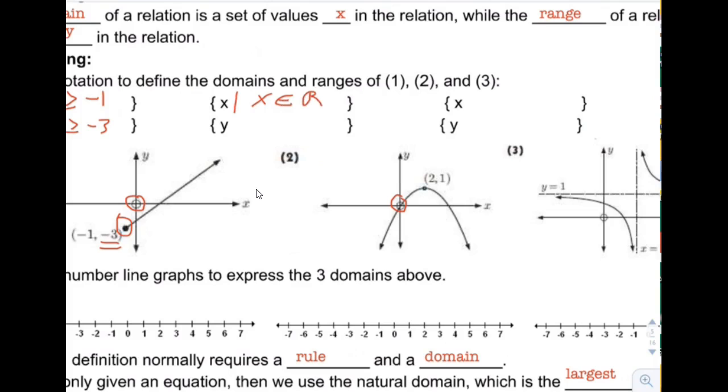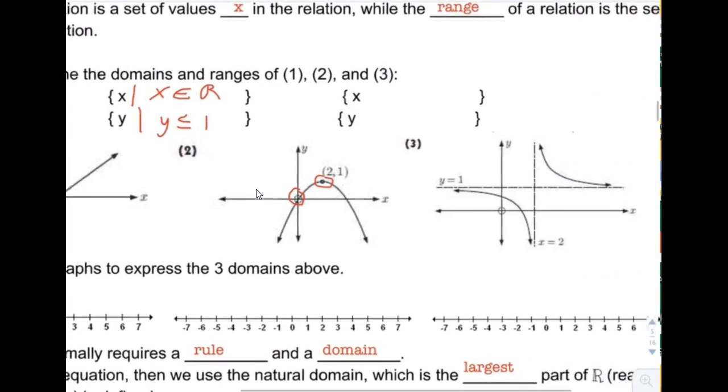Okay. What about y? Is it all real numbers? No, because it doesn't exist above that point, which is 1. So y is less than or equal to 1. Less than or equal to because it includes the dot. Do you see the vertex? The vertex is also included, so it'd be less than or equal to 1.